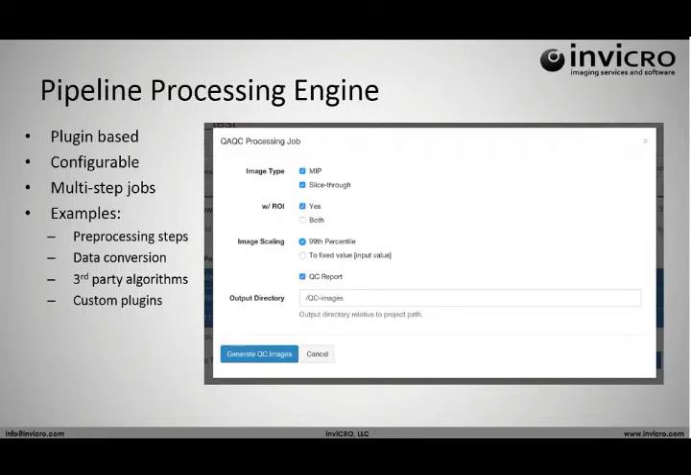That leads us to the processing engine, which is what happens when you click on one of those menu items. You're presented with a page that is completely specific to the processing algorithm. And in this case, this is our QA/QC processing job. But this is really where we see growth in the future in terms of expanding the plugin-based component of the system.